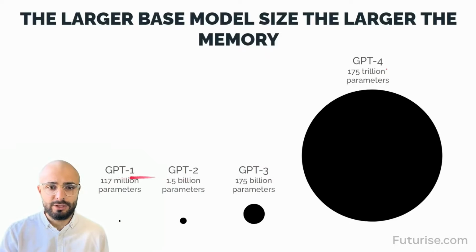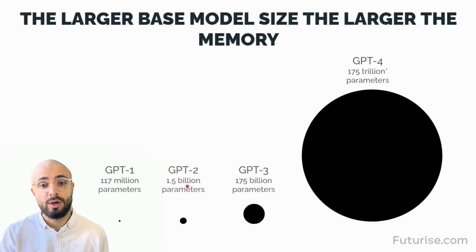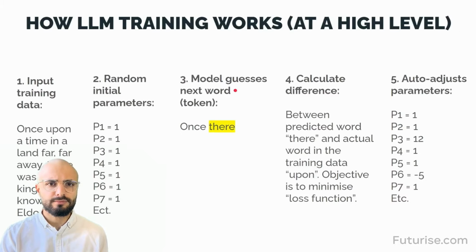We can see GPT-1 was a tiny little dot, only had 117 million parameters. GPT-2 had 1.5 billion. GPT-3 had 175 billion. Then GPT-4, according to a few resources I found online, has 175 trillion parameters. Don't quote me on that, because OpenAI haven't publicly said how many parameters it was trained on, but this is what experts estimate online.